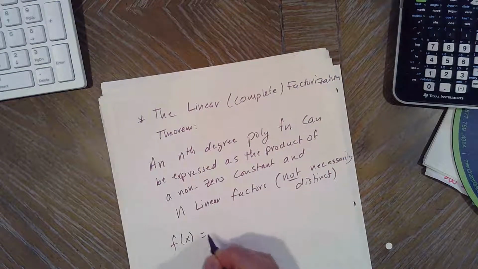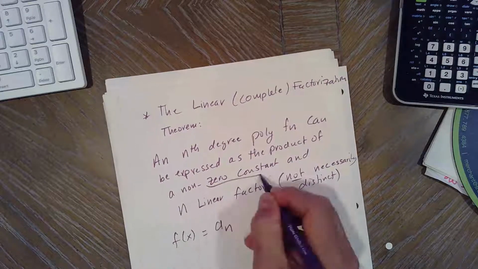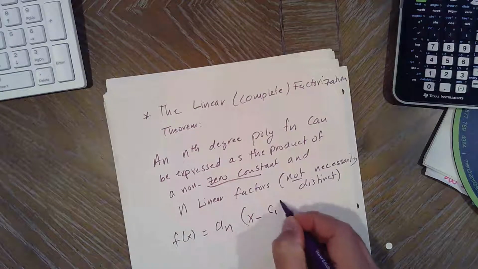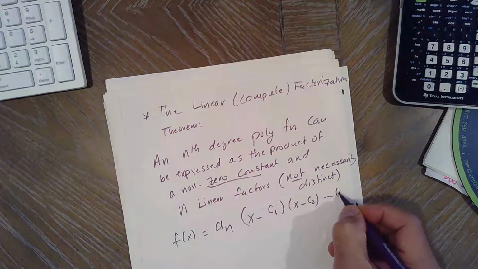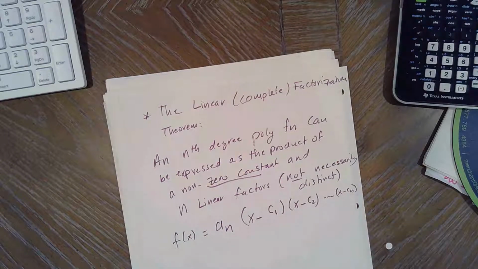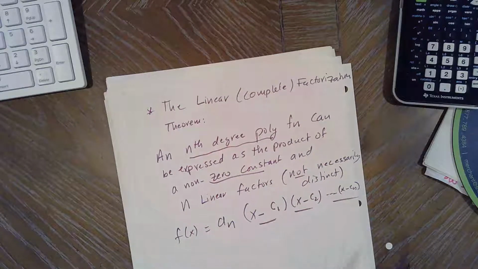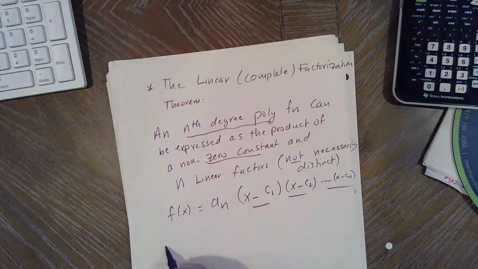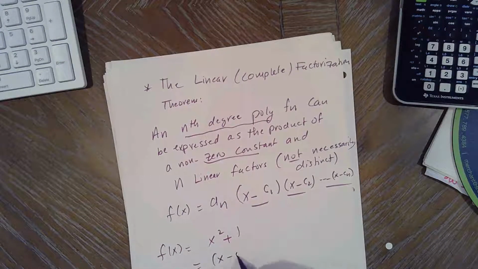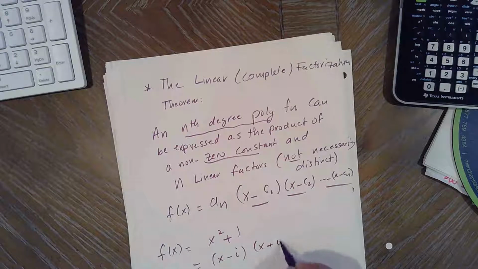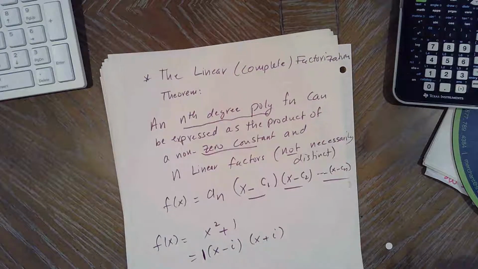So you could write it like this. The product of a non-zero constant, a sub n, that's your non-zero constant, and n linear factors, not necessarily the same. So the c's could be the same, could be different. Okay? So basically a degree n polynomial function will have n linear factors. If you recall, f of x equals x squared plus 1, a degree 2, it has two linear factors and a leading coefficient of 1, and those are imaginary. They don't have to be real anymore, okay?